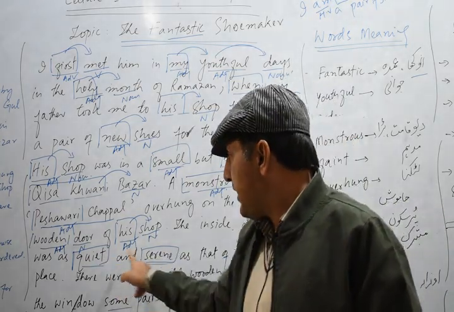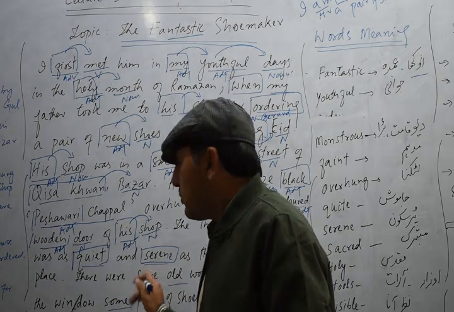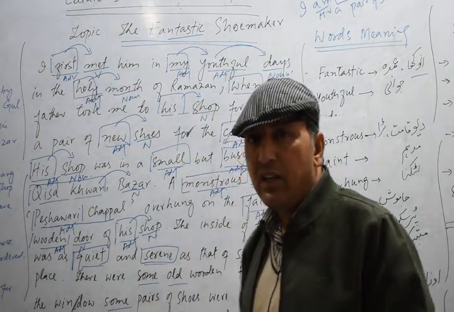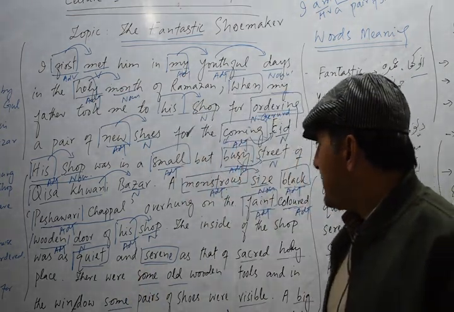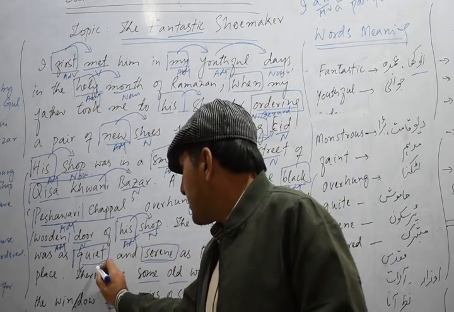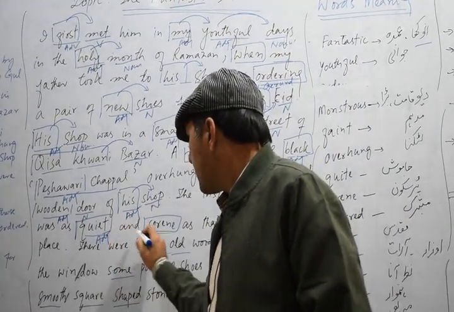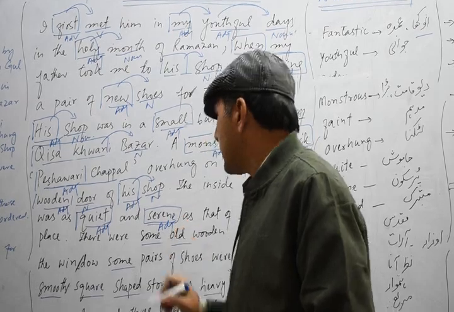So both quiet and serene, these are the words which tell us about the interior or inside of the shop. So we call them what? These are also adjectives. This is an adjective, this is also an adjective.